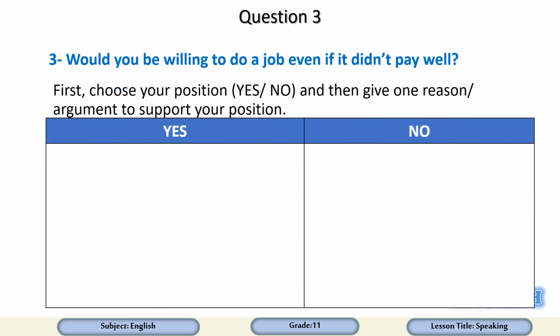Let's go now with question 3. Would you be willing to do a job even if it didn't pay well? Here, the question can be answered in 2 ways. Yes, it means you are willing to do a job, and no, which means you are not willing to do a job if it didn't pay well. So first choose your position and then give one reason or one argument to support your answer.